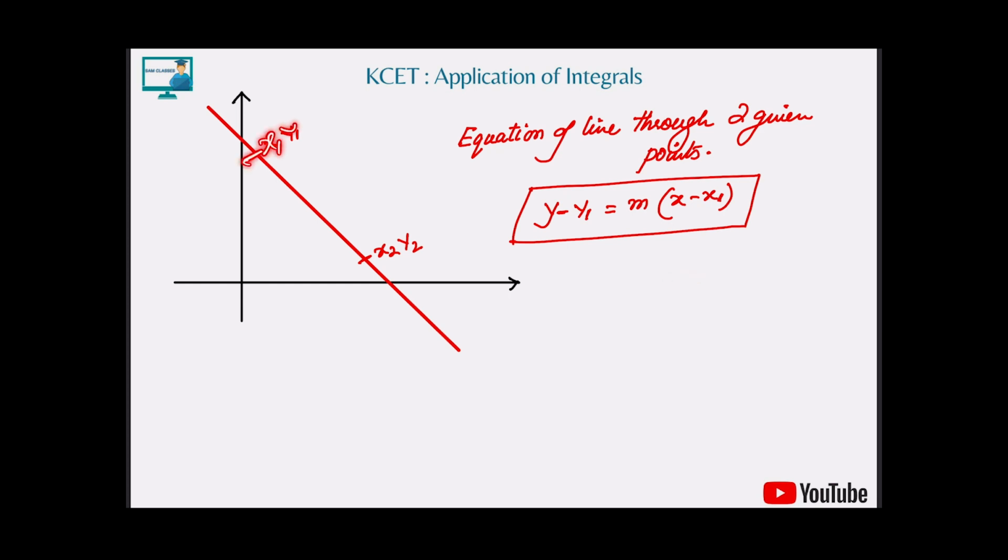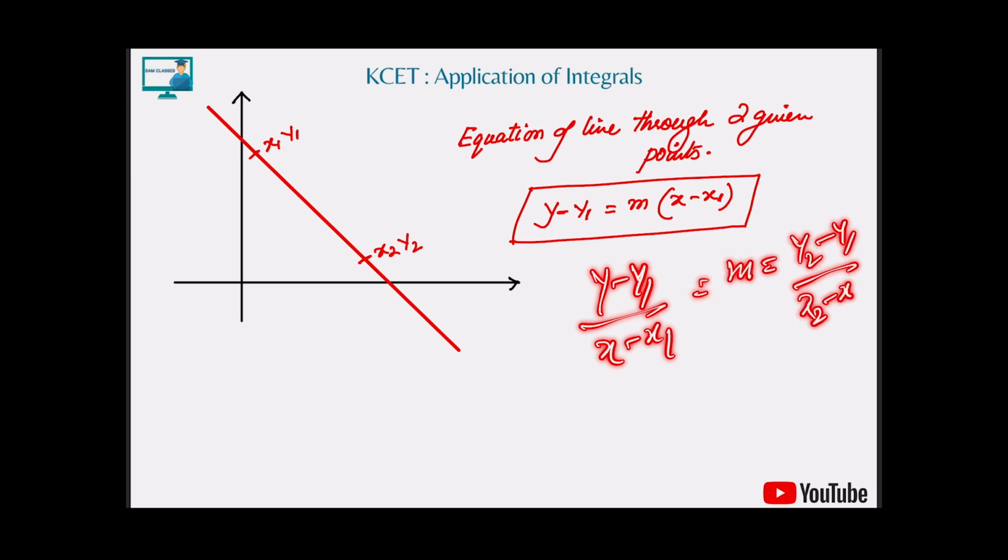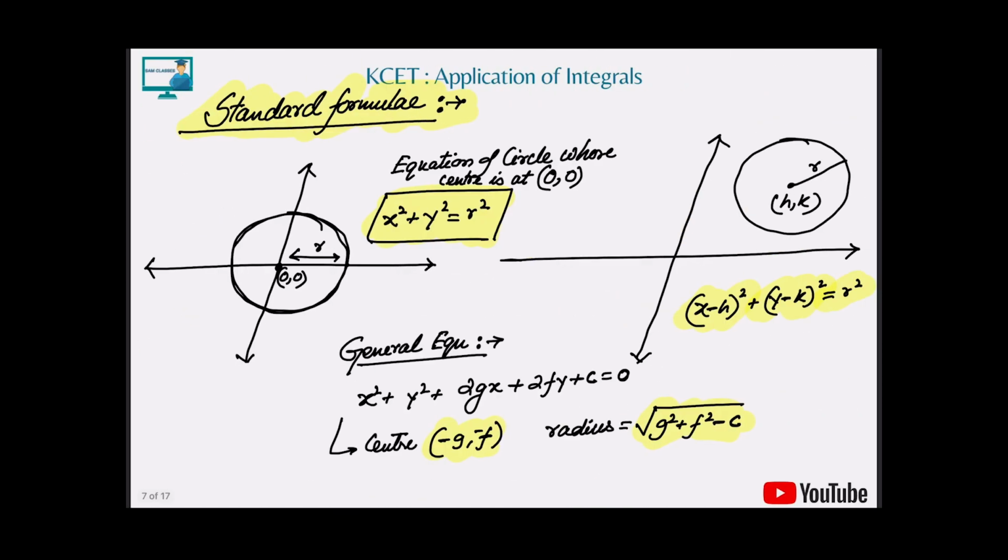Whenever you have 2 points, (x1, y1) and (x2, y2), what is the equation of the line? You just take a general point (x, y) and try to find the slope between these two and these two. So (y minus y1) by (x minus x1) is equal to this slope m, and that is also equal to (y2 minus y1) by (x2 minus x1). That's it.